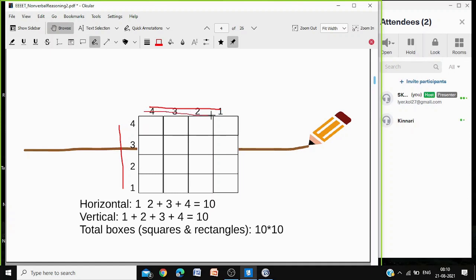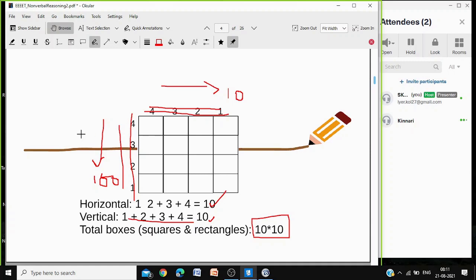Take the total, horizontal total 4 plus 3 plus 2 plus 1, 10. The vertical total, that is also 10. So the total number would be 10 into 10. Horizontally you are getting 10 and vertically also you are getting 10. Add all the numbers and you are getting 10 into 10, that is 100 different ways in which you can form boxes, rectangles or squares. Okay, Betty?